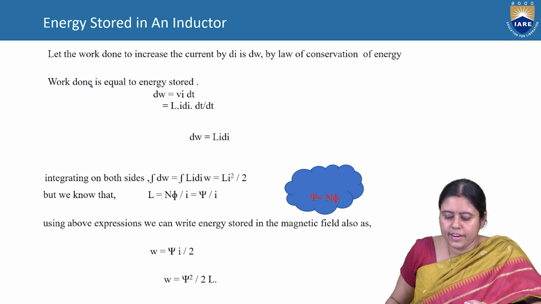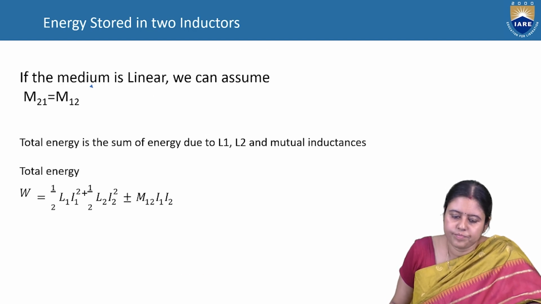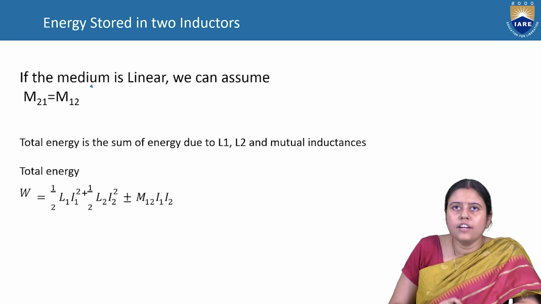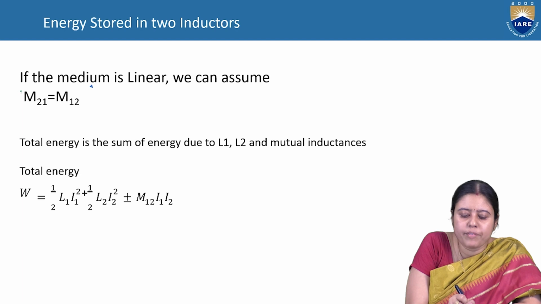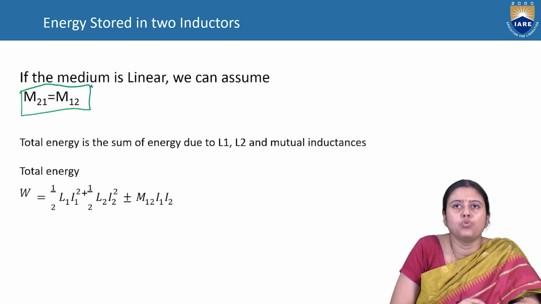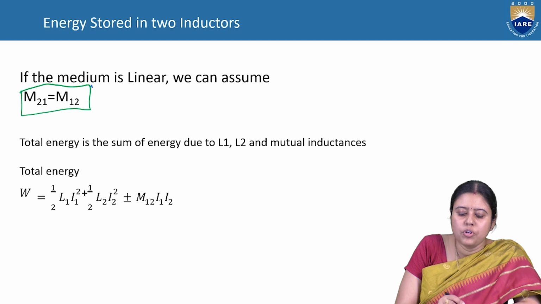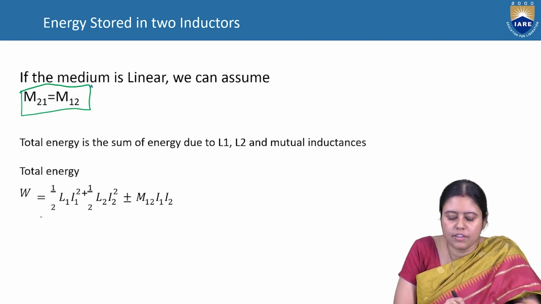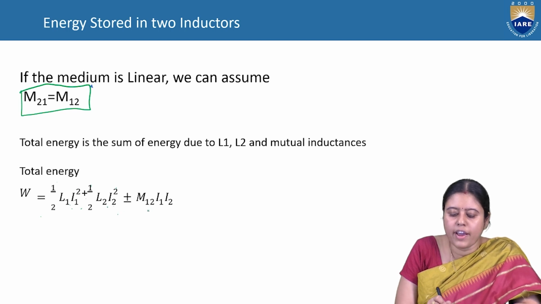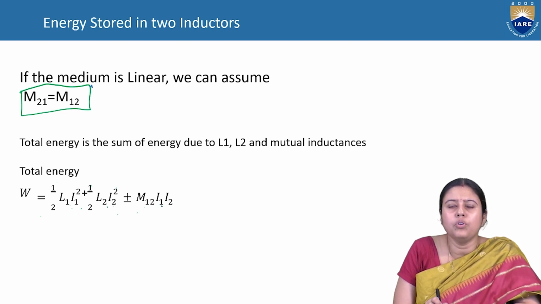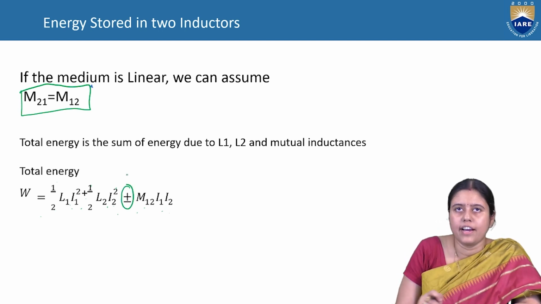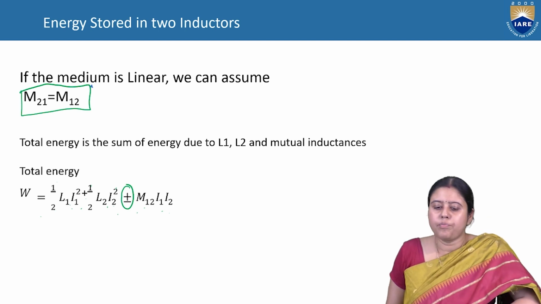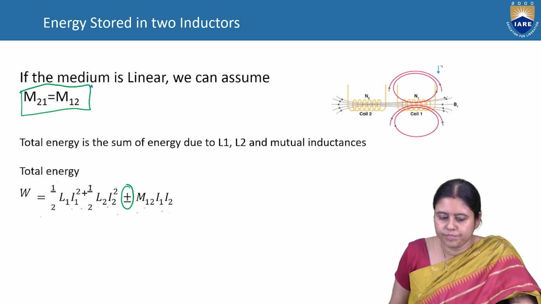We have already discussed the energy stored in an inductor. Now, energy stored in two inductors if the medium is linear. If there are two inductors, from Neumann's formula we can write M21 is equal to M12. So the total energy W is equal to half L1 I1 square plus half L2 I2 square plus or minus M12 I1 I2. Plus or minus depends on the direction of the current in the inductors.